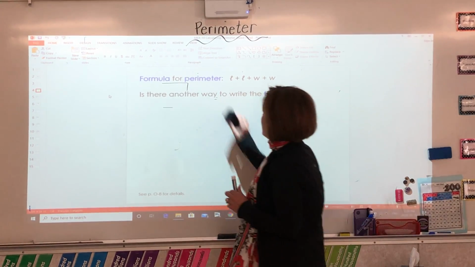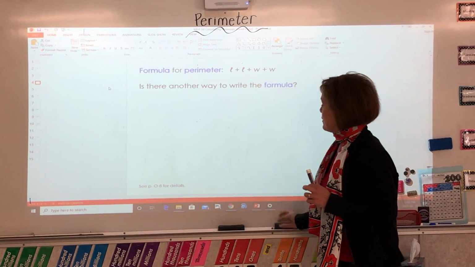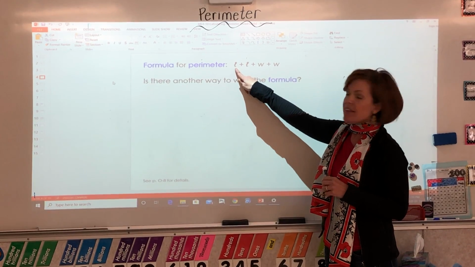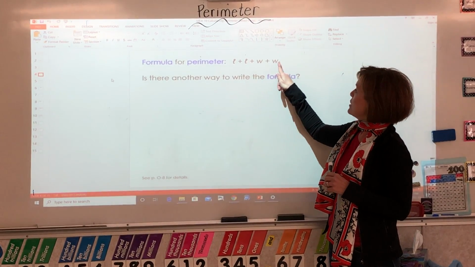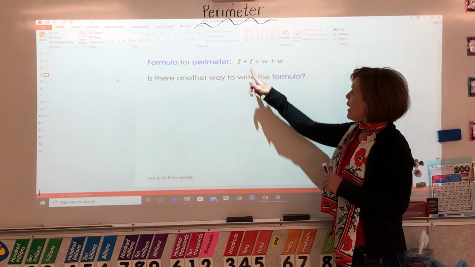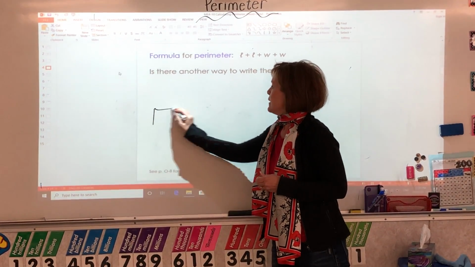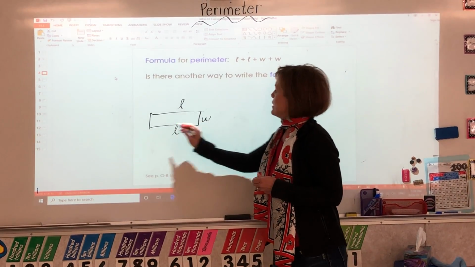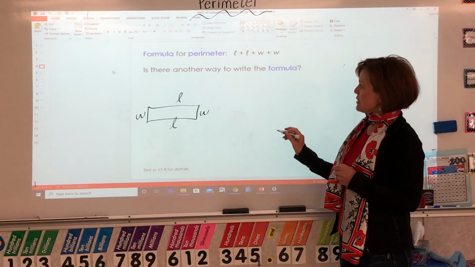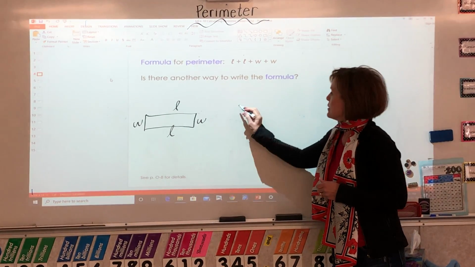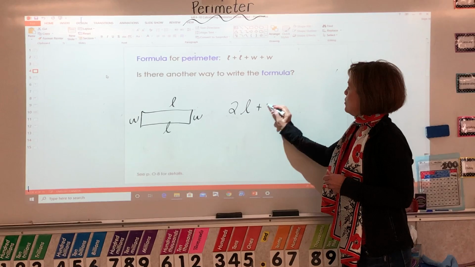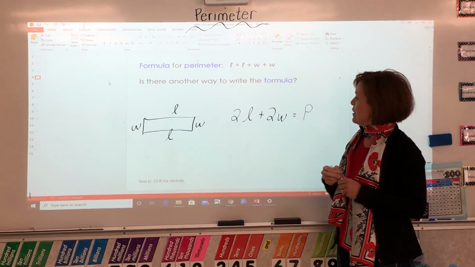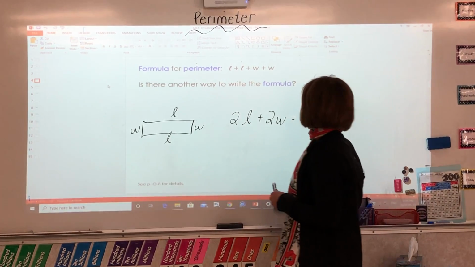So, now that we've learned algebra and we've learned formulas, let's look at this idea. Formula for perimeter is length plus width plus length plus width. So in rectangles, I can always add 1 length plus 1 length, L, and 1 width plus 1 width. Is there another way to write that? Well, I'm going to show you. It's like having 2 L's plus 2 W's, 2 lengths plus 2 widths, and that equals your perimeter, or P. Look at all that algebra we just did there. Awesome.